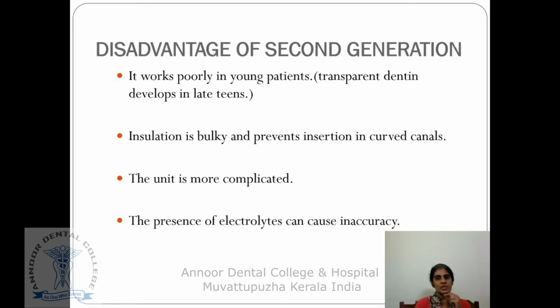The disadvantage of the second generation is that it works poorly in young patients, that is, in young teeth. The transparent dentine develops late. You will not have a proper apical constriction, or the cemento-dentinal junction may not be that prominent in a young patient. So this generation could not be used in a young patient. And the insulation is very bulky. This prevents insertion in curved canals. It is a more complicated type of instrument, and similar to the first generation, the presence of electrolytes in the root canal causes inaccuracy.